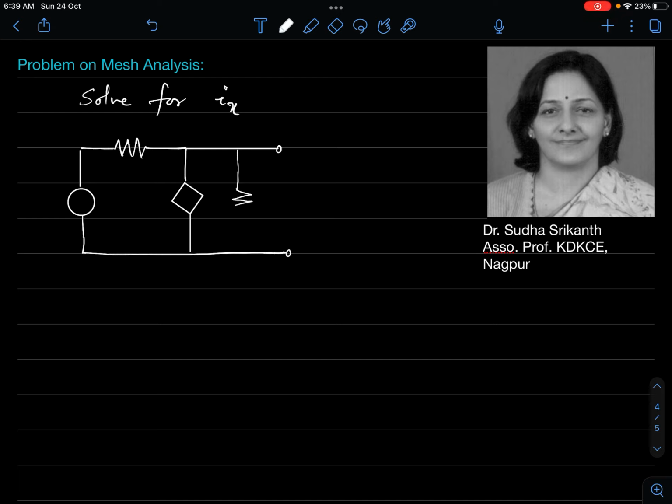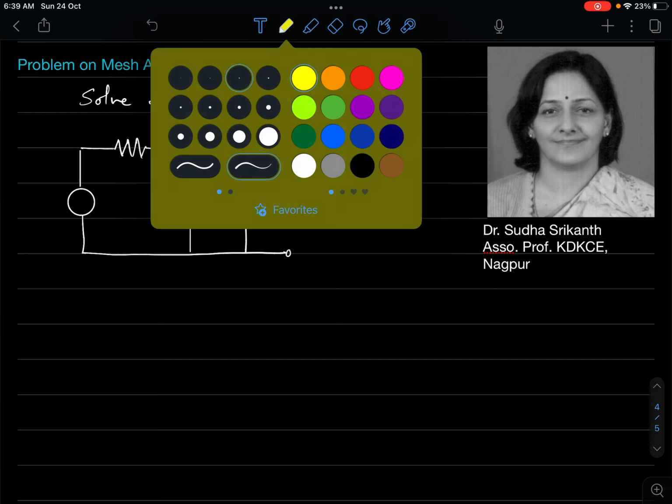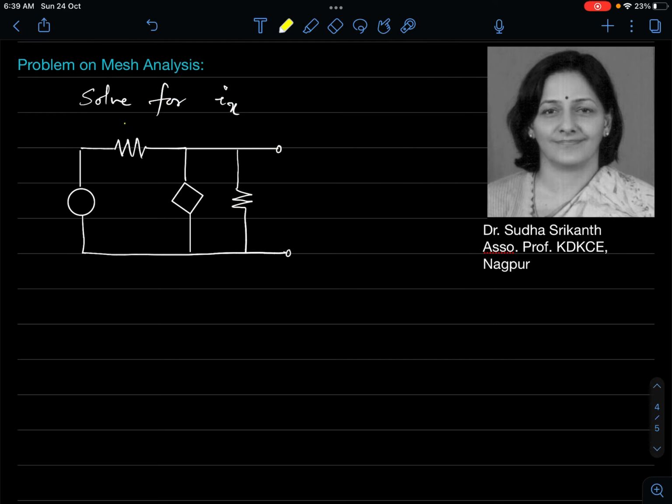All right, so let me write the diagram completely. This is the diagram. We have the circuit. This is a 5 ohm resistor. We have an independent source whose magnitude is 10 volt, and this is definitely an independent voltage source.